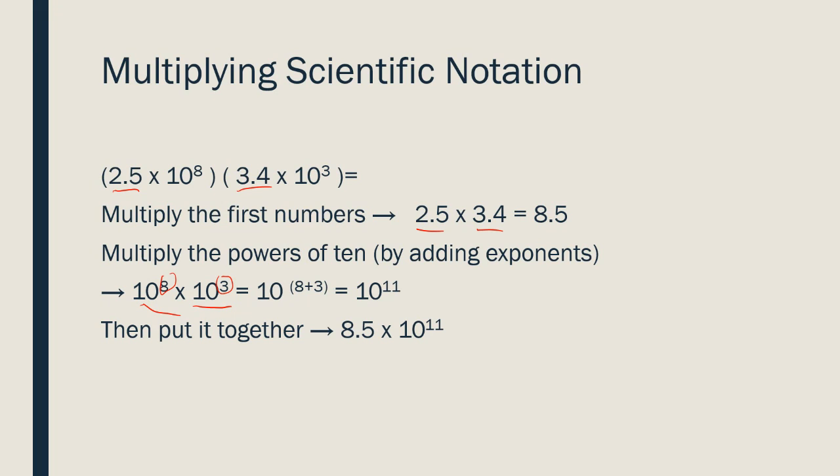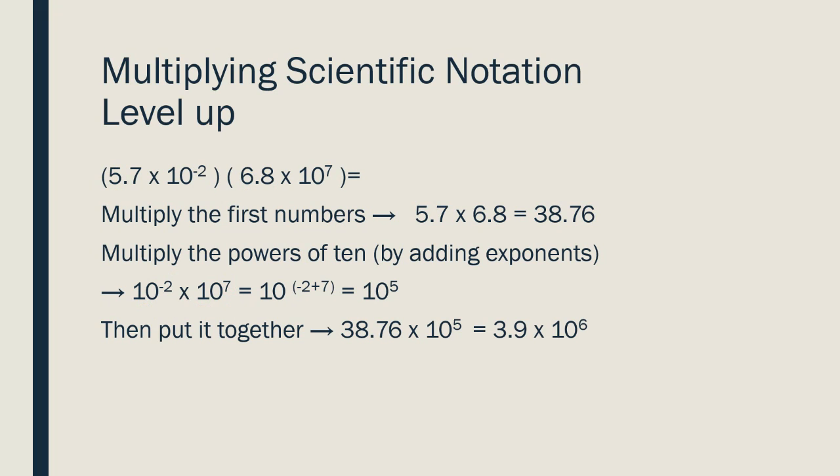Okay, now this can be a little harder. What happens when you multiply those first numbers, 5.7 times 6.8? Oh, look at this. That's not in the nice scientific notation fashion. So there's one reason why we leveled up. The other reason is now we have a negative, right? We have a negative 2. So negative 2 plus 7 is the same as 7 minus 2, so you have a total of 5 there. So 10 to the 5th. You still combine everything, 38.76 times 10 to the 5th, but there's two things to do here.